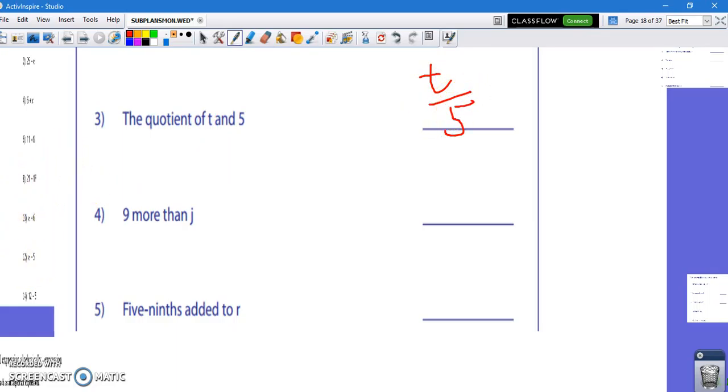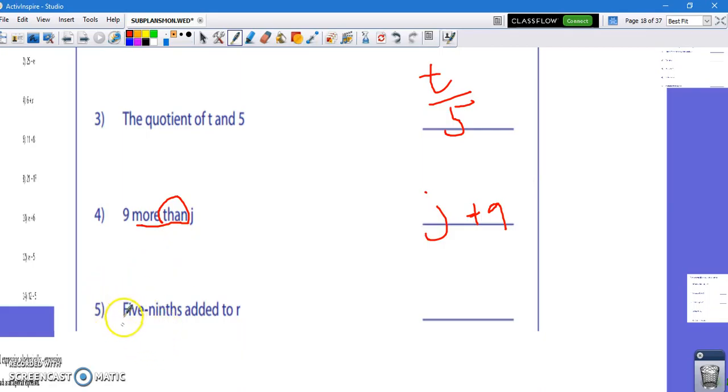Number 4, 9 more than j. So 9 more than means that the 9 is at the end of the statement. More than meaning adding, not the inequality of more than, or greater than or less than. This is indicating that it's at the end of your statement. Therefore, we put j in the front. So now you have 9 more than j.